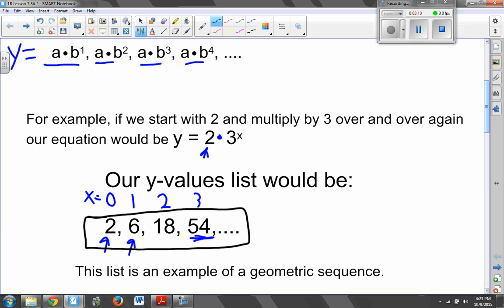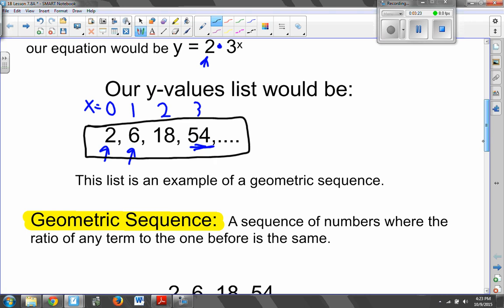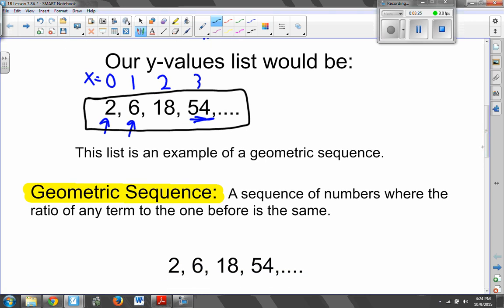All right, now here's something that I definitely want to see in your notes. The definition of a geometric sequence. A geometric sequence is a sequence of numbers where the ratio of any term to the one before it is always the same. All right, we'll talk about what that means in a minute. But pause the video, add that definition to your notes, and then come back and we'll talk about our example.